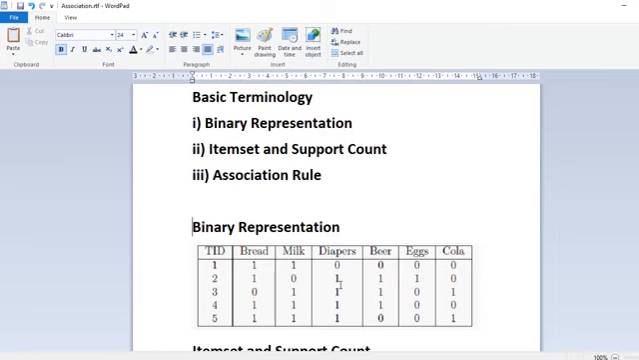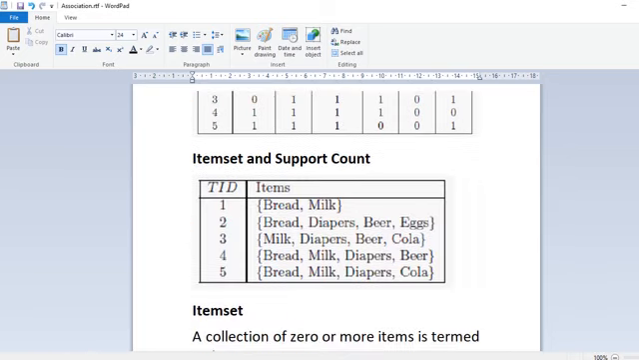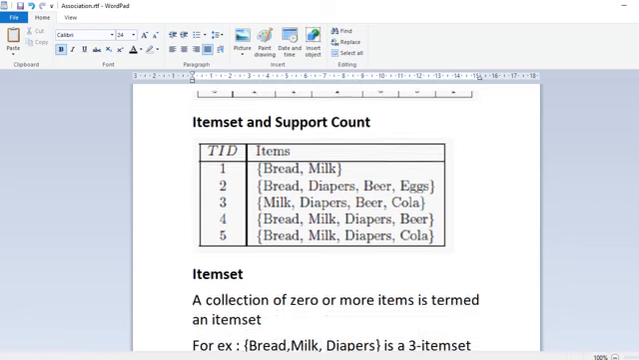Whatever the quantity of item purchased or price paid or validity of the item purchased, all those things we will not take into consideration here, but actually those things should be taken into consideration if you are making a very critical analysis. Next we will move on to the item set and support count.